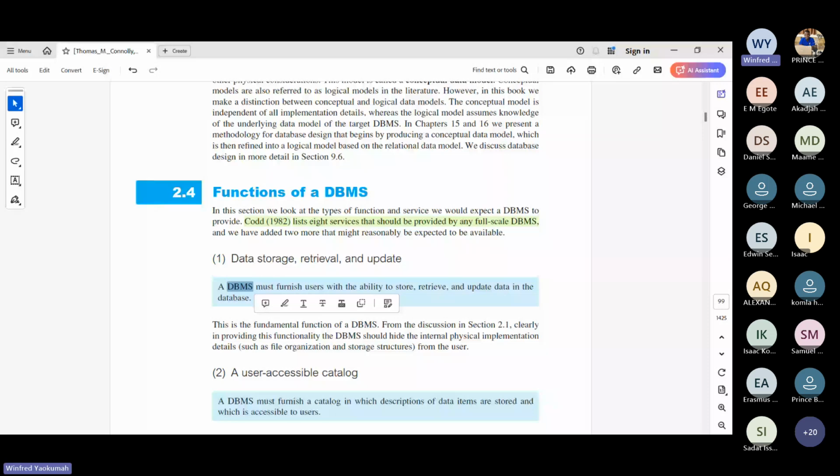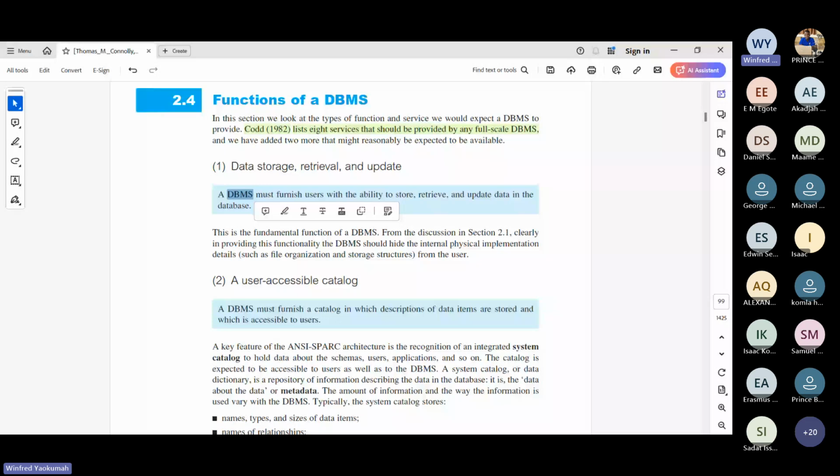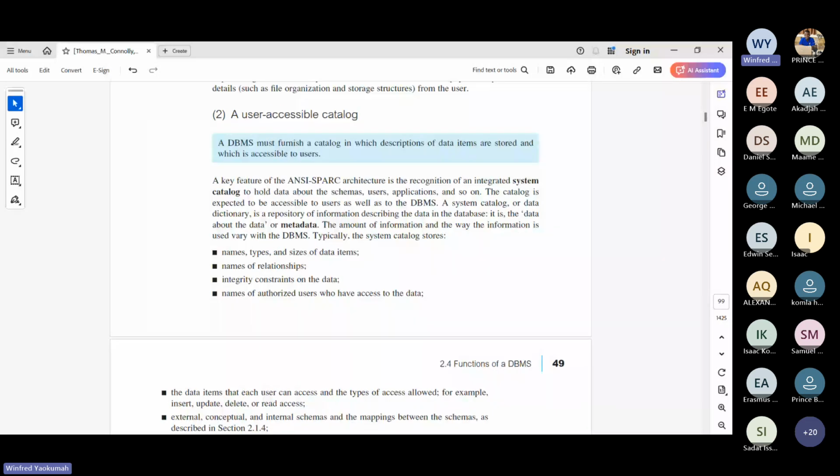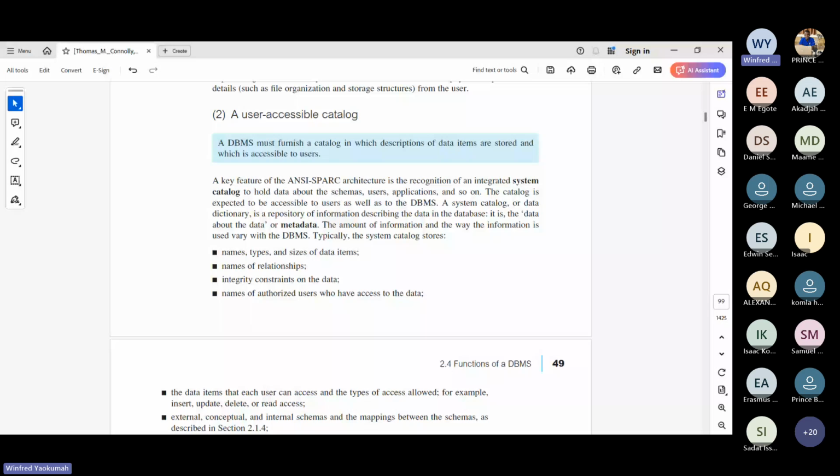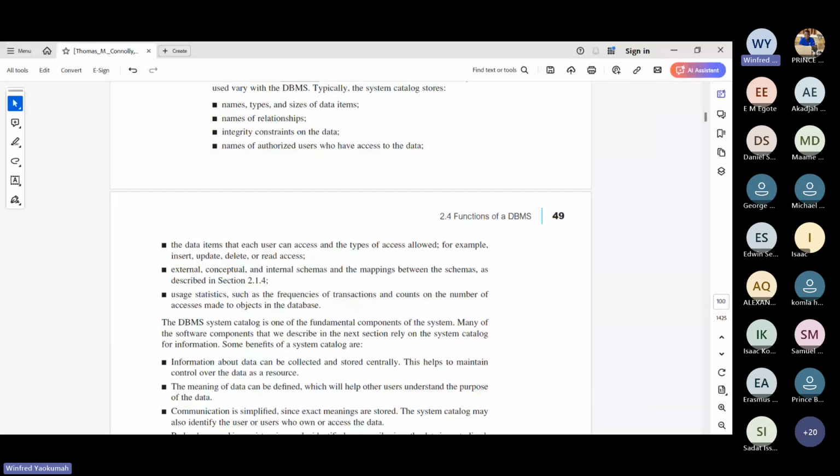It also provides users with an accessible catalog, generally some kind of metadata. It would allow users to catalog descriptions of data items and so on. Users must be able to store them and have access to them. Things like names, types, sizes of items, names and relationship constraints and all sorts of things. The database management system should be able to keep them in the catalog, which we normally call metadata, which means data describing data, and many more other things. You can read all that.